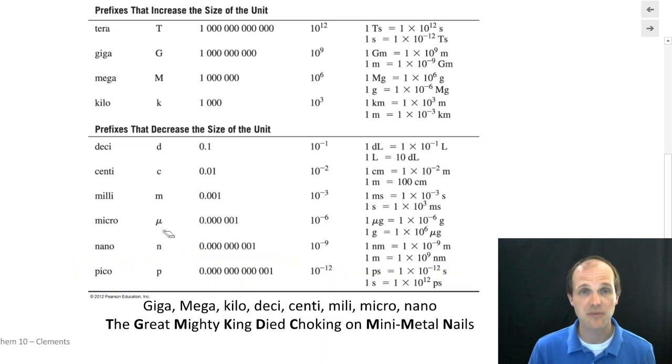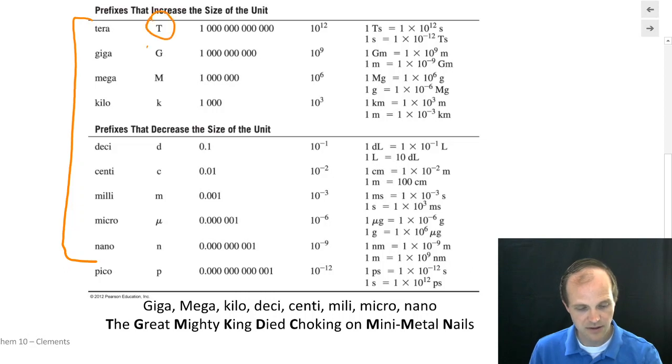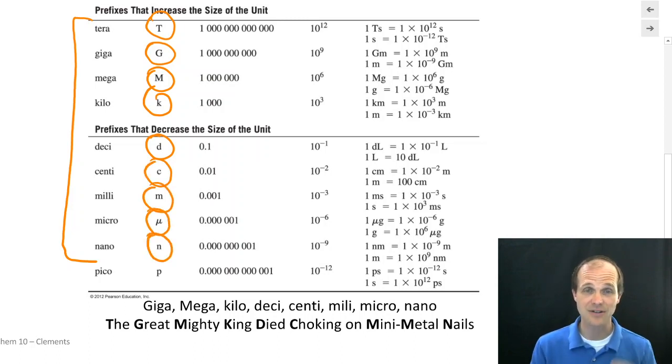If you're trying to memorize these, and I really encourage you to memorize these things, the mnemonic that I think works really well, if you're going down from tera down to nano, is: the great mighty king died choking on mini metal nails. Okay, so you can actually memorize that just by using the mnemonic down there.